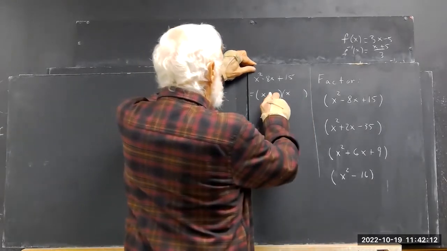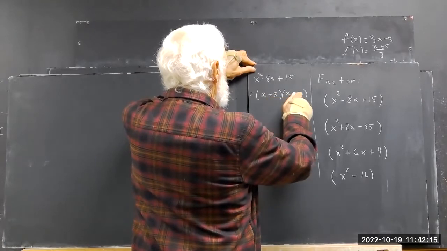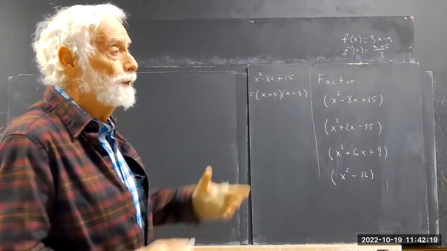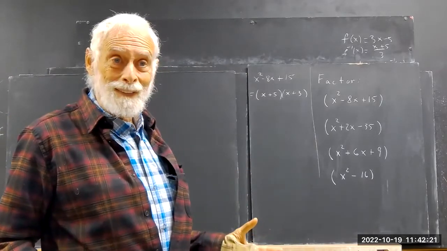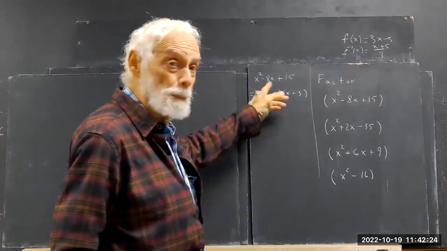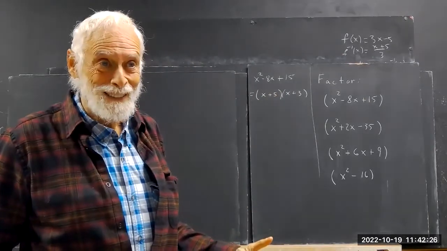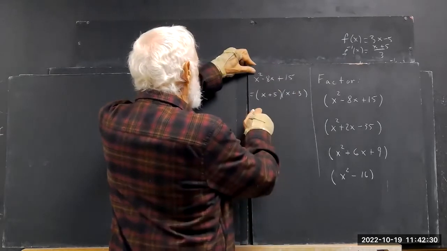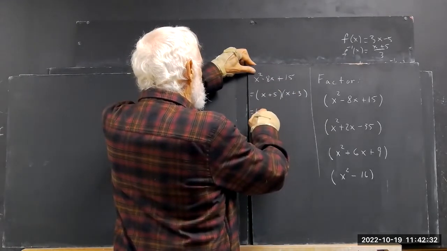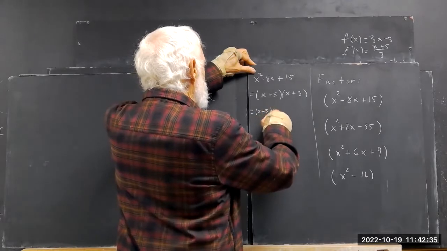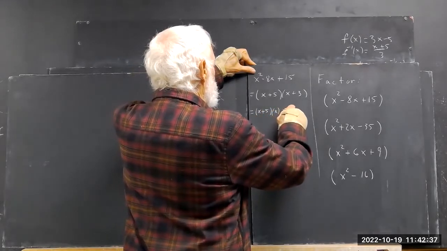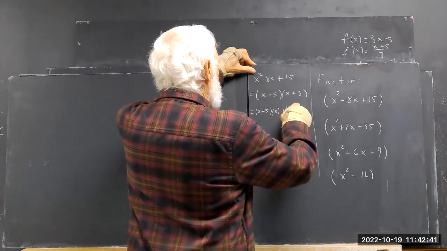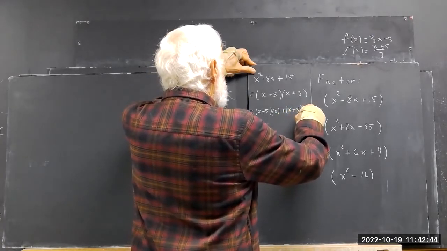Well, plus 5 and plus 3 are natural. Now, after you've done a few of these, you know better than to use two pluses here when you want to get a minus there, but let's see why. So you've got x plus 5 times x plus 3. Multiply this out by the distributive law: x plus 5 times x, plus x plus 5 times 3.